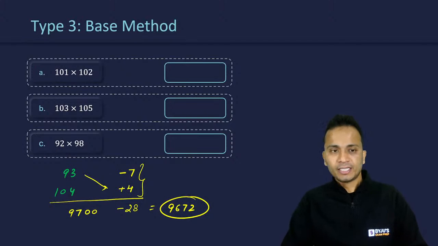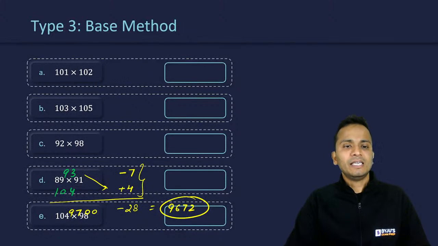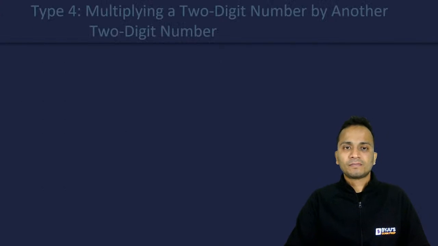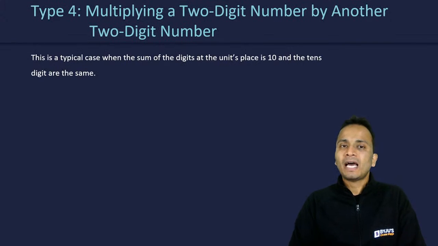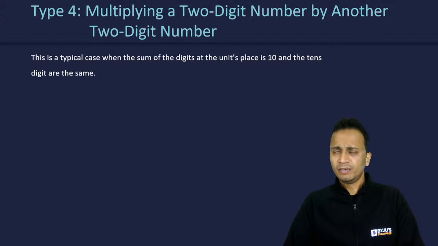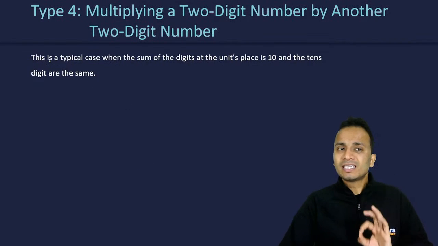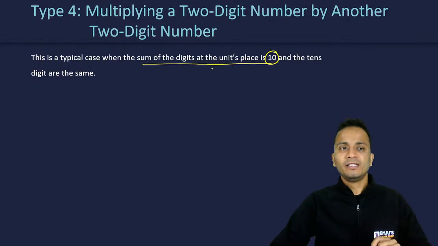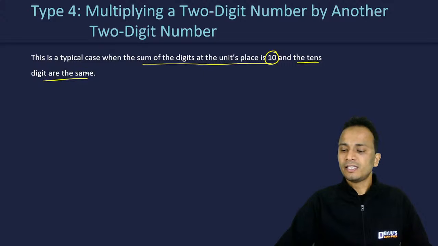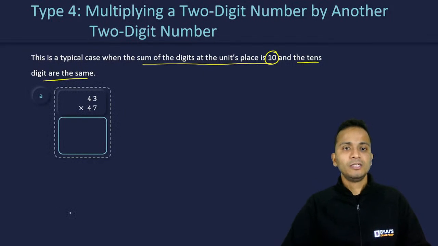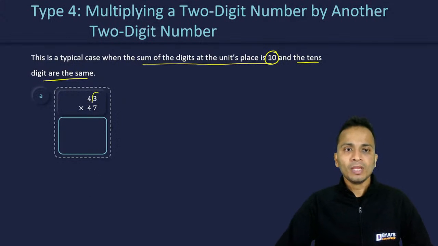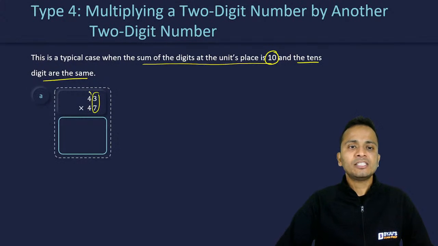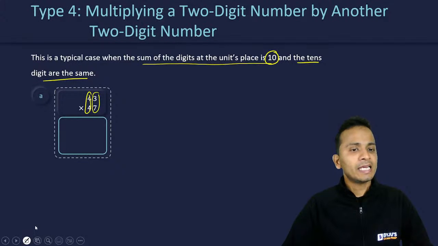Cool. All right. So let's move on to the next technique. ठीक है? Next technique देखते हैं. The next technique is multiplying a 2-digit number by another 2-digit number. So we have 2-digit numbers. This is a typical case when the sum of the digits at units place should be 10 and the tens digits are same. For example, this one. इन दोनों का sum 10 होना चाहिए and tens place वाले digits same होने चाहिए. Then I can apply this method.